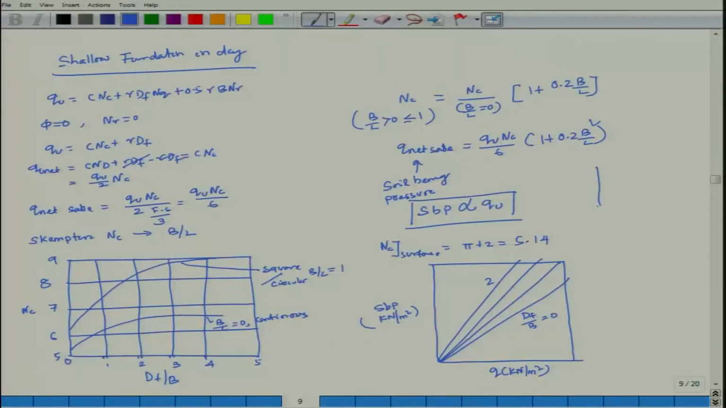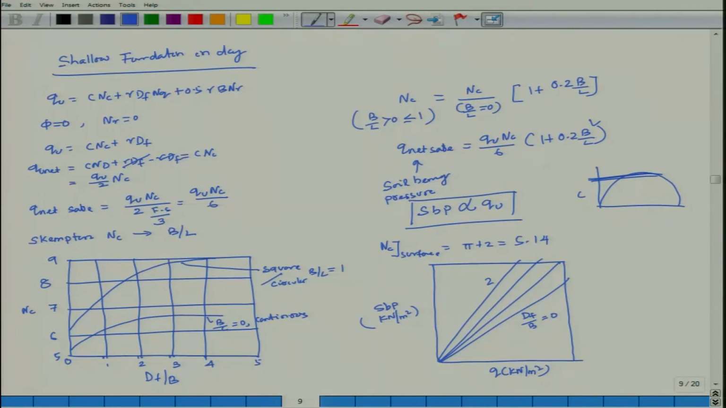So, here this will be your QU by 2, this is the value of your C. So, it depends upon Q net safe, which is equal to QU NC by 2 into factor of safety. Factor of safety I put as 3. So, it is your QU NC by 6. Skempton has given a chart for NC. NC is the bearing capacity factor for cohesion, plotted as NC versus DF by B.